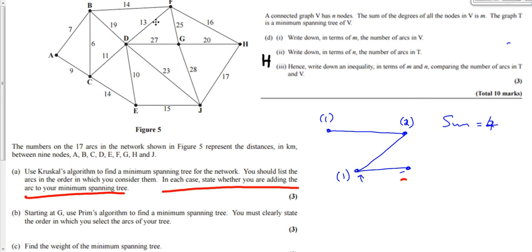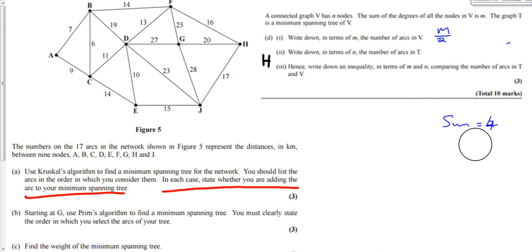So if the degree is m, then the number of arcs will be m divided by 2, because it's always half of the sum of the degrees. Okay, now the next part of it.